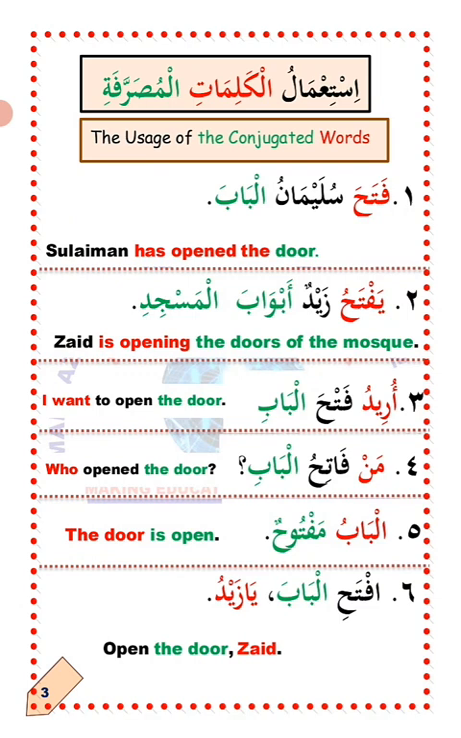Maf'ul, maftuh. Number six, iftahil baba, ya Zayd. Open the door, Zayd. So iftah is an example of amr, commandment. لعلك فهمت? I hope you understand.